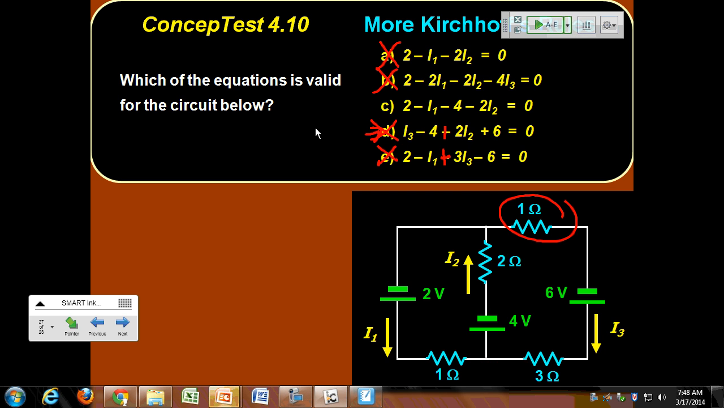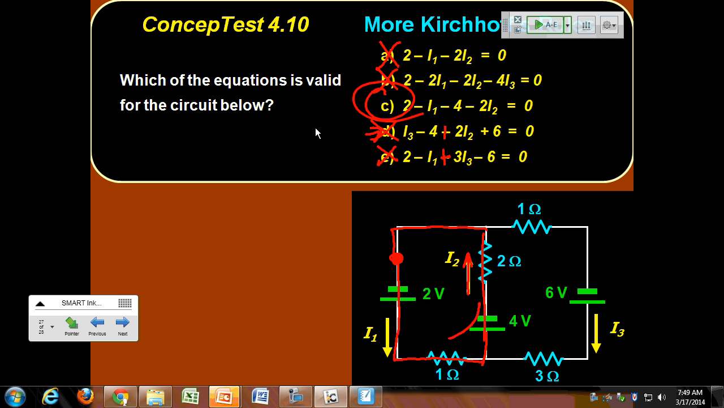Let's just trace it through. 2 minus I1, that's starting here. Minus I1 because I'm going with the current. Minus 4 because I'm going from the positive to the negative, from the high potential to the low potential. Minus 2I2 because I'm going with the current, and then I come back, and that's all equal to 0. So C is the right answer. Actually, you can figure it out even faster. Count the number of terms, because C is the only one that has 4. All the other possible equations have 5. You're right, yeah. You could do that because you have that extra resistor in the right loop.